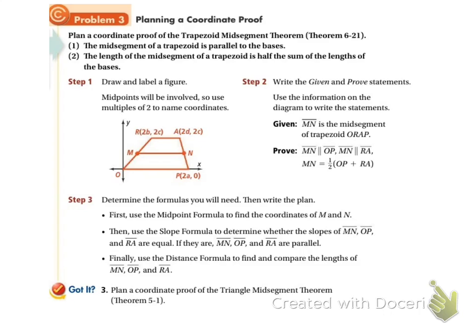So, we're given a trapezoid, ORAP, where MN is the midsegment, and we're trying to prove the mid-segment theorem. So we're trying to prove that the mid-segment is parallel to the two bases, and that the mid-segment is half of the sum of the two bases. So if you take the top base and add it with the bottom base, and then you take half of that, that'll give us our mid-segment. So we would find our midpoints and then use our slopes to figure out that those lines are parallel, and we use our distance formula.